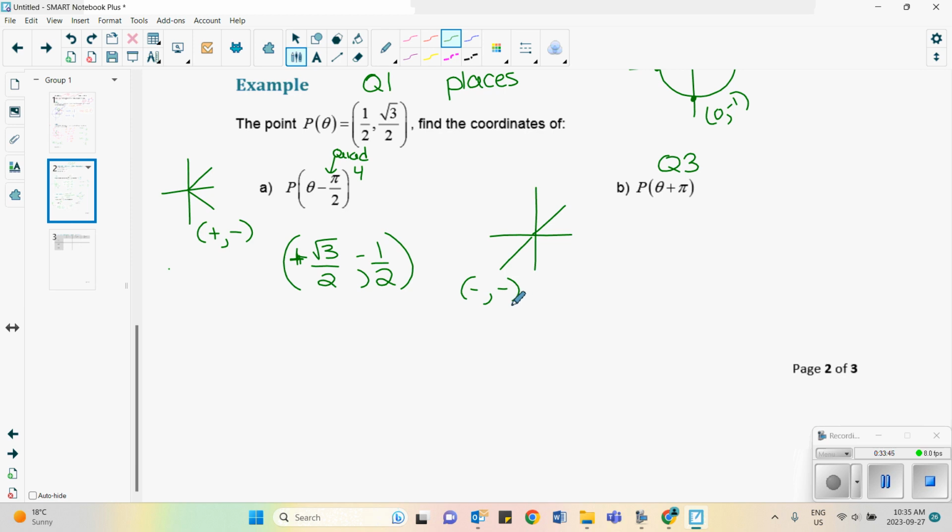Okay, you rotated 90. What happened to your x and y? They switched. You rotated another 90. What happens? They switched back. But this time they're negative. So we're going to have a negative 1/2 and a negative root 3 over 2. No math to do here, but some visualizing and knowing stuff about your coordinate plane. Okay. Not difficult, but it's hard to remember.